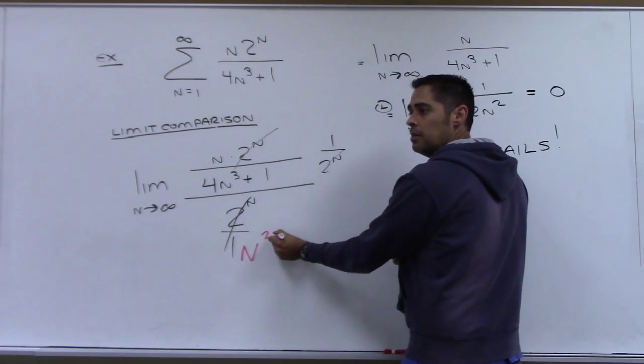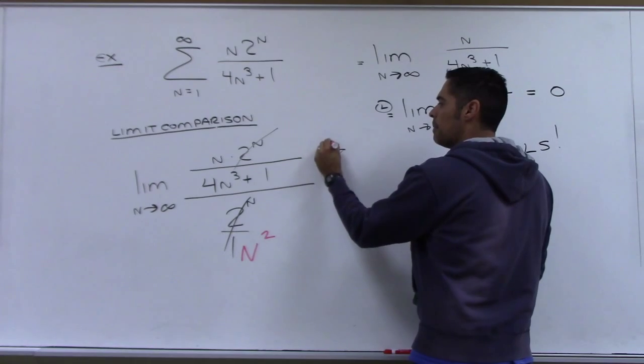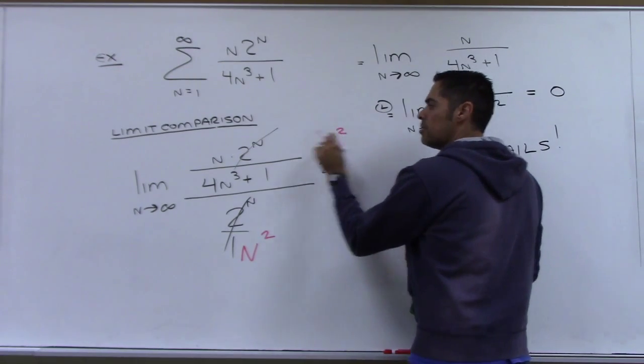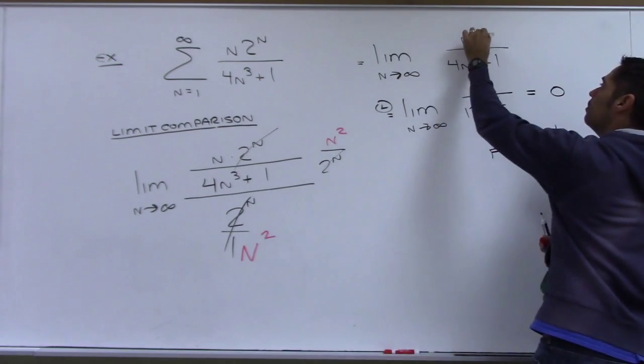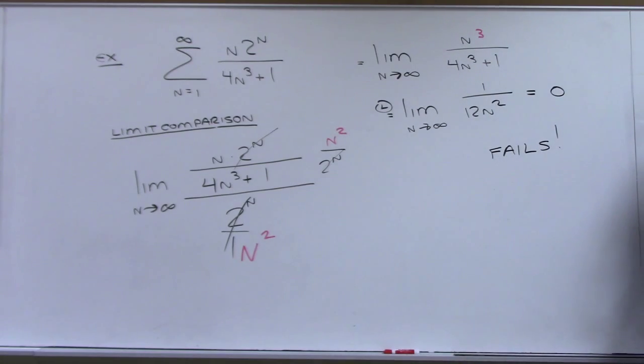N squared. Which means when you flip it up, it would have been n squared. These two would have gone together. This would have been n cubed. And then when you did L'Hopital, you would have got a positive constant.